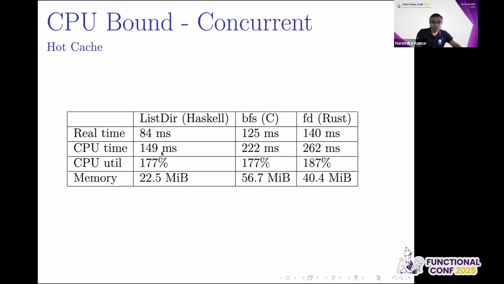And even CPU time, if you compare, 149 milliseconds versus 200 and 262 in Rust. So list-dir is significantly better than the BFS or FD, the C or Rust versions. And even if you see the peak memory that it is using, it's using 22.5 MB. And these are using 56 MB and 40 MB instead.